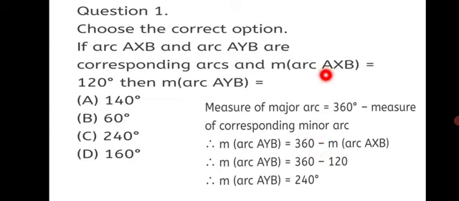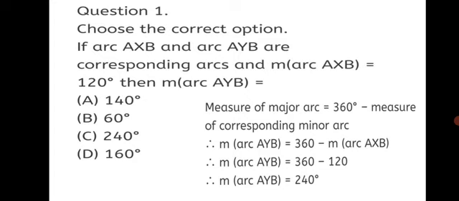Minor arc is AXB minus major arc AXB. How much is major arc AXB? It is given as 120. So substitute the value, 360 minus 120, and you get the measurement of arc AYB is equal to 240 degree.